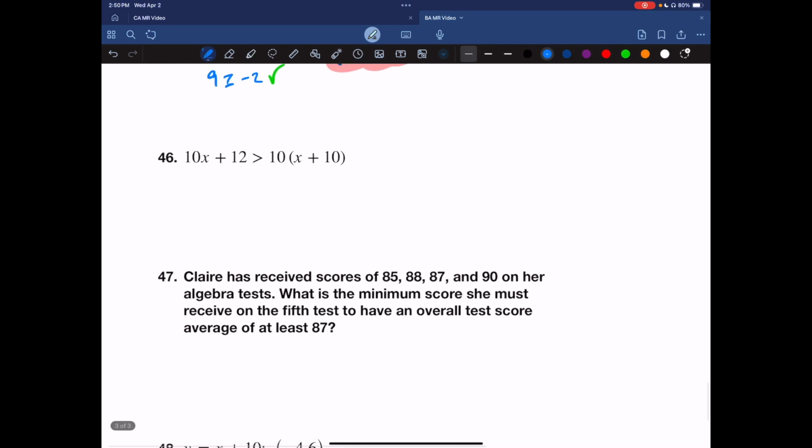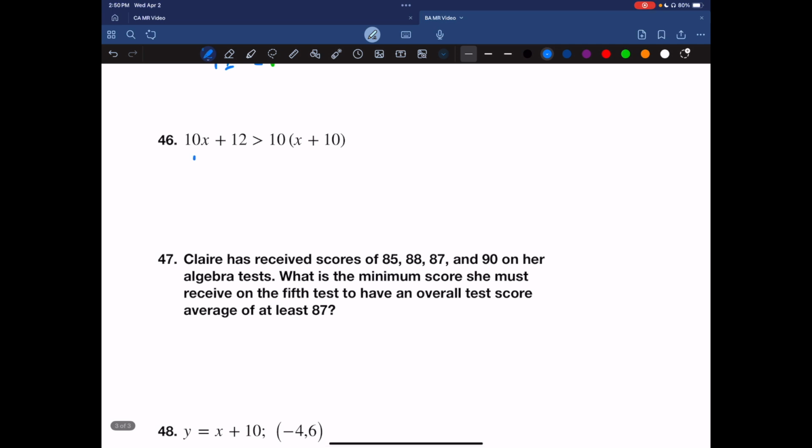46. 10x plus 12 greater than 10x plus 100. Again, I'm going to subtract 10x. That's going to leave me with 12 is greater than 100. This is not true, so this would be no solution. 12 is not greater than 100.